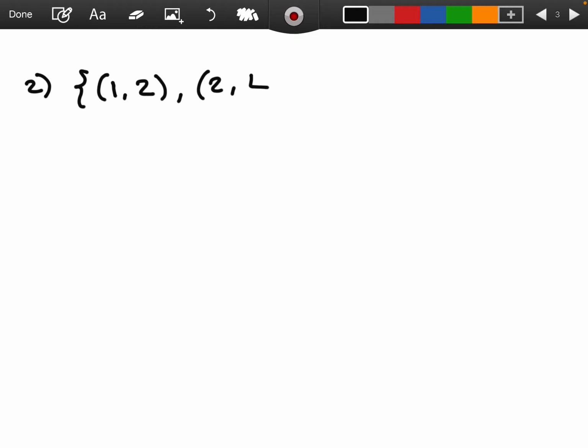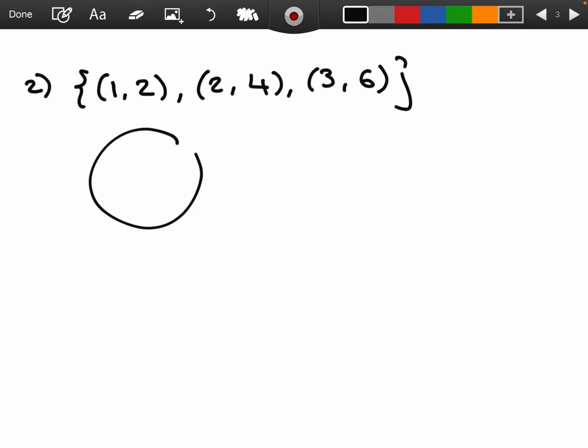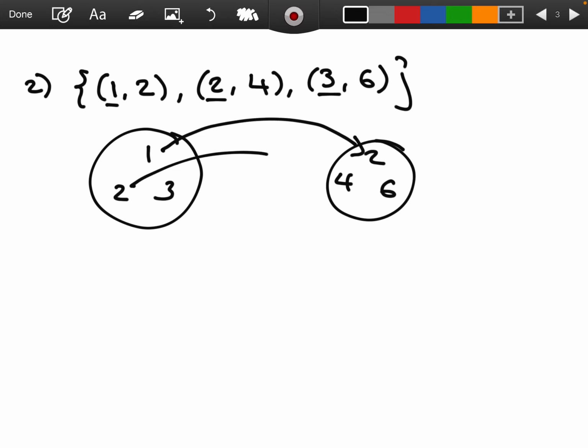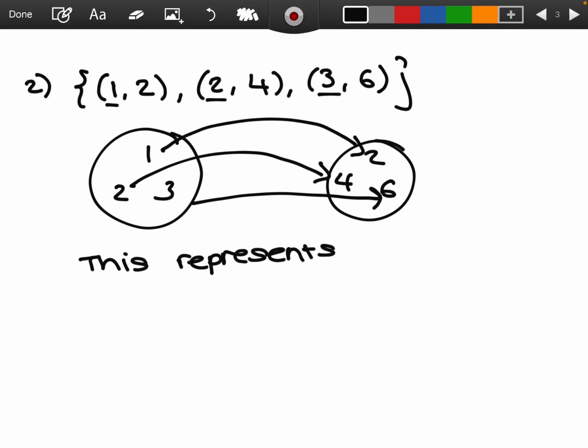Another quick example in this pairing notation would be this. So this tells us, again, if you give yourself a quick drawing, I have 1, 2, and 3 in my domain, and I have 2, 4, and 6 in my codomain. 1 maps to 2, 2 maps to 4, 3 maps to 6. Okay. I don't have any element in my domain that maps to 2 separate elements in my codomain. We're totally fine here. This does represent a function.